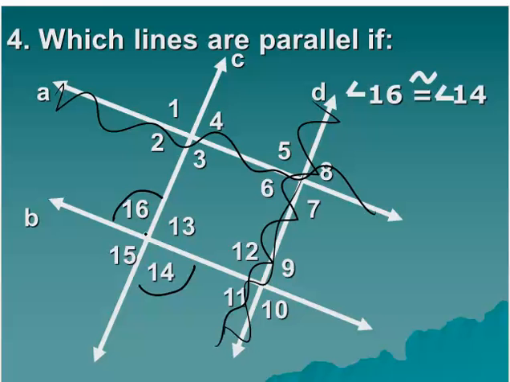What's happening with 16 and 14 is they're vertical. Vertical angles are always congruent. That does not cause lines to be parallel, so our answer is none.